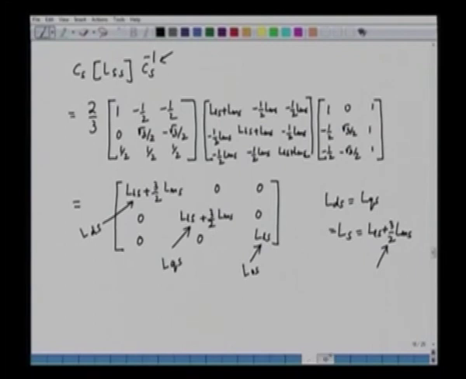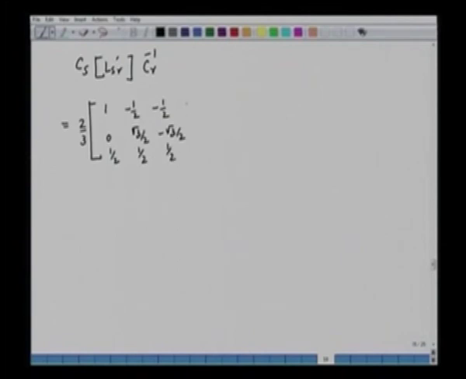So, similarly we can evaluate the mutual inductance. We can transform this LSR prime into LDQ R prime. Now, if we simplify this, CS is 2 by 3, this is 0, root 3 by 2, minus root 3 by 2, half, half and half.